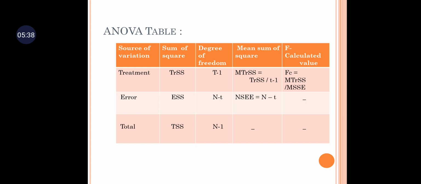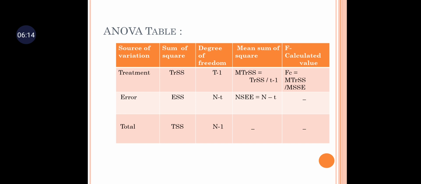For the mean sum of squares, the mean treatment sum of squares is equal to the treatment sum of squares divided by t minus 1. The mean error sum of squares is equal to the error sum of squares divided by n minus t. This is for calculating the mean sum of squares of errors.